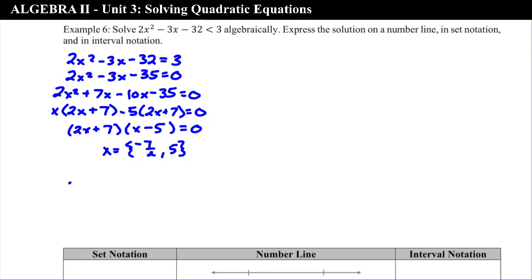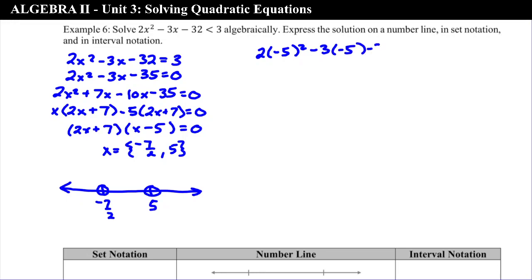So those are our two values on our number line. We got negative 7/2 and we've got 5. And since we're less than, there's no equals to part, they're both going to be open dots. All right, let's start with our test values. Negative 5 is less than negative 7/2, so let's use that as a test value. So when you do the math on the left-hand side, you end up with 33 is less than 3.